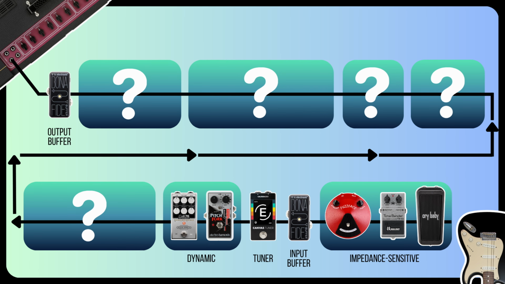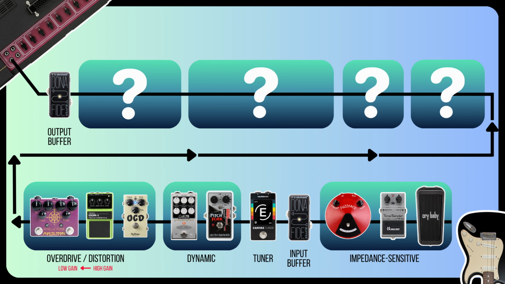So the caveat with your dynamic section is that these pedals can be placed after your overdrive and distortion if you prefer that sound. You have some experimentation here as well, but personally, I think you're going to get the best result if you place them closer to the guitar before your overdrive and distortion section. So far, we have our impedance-sensitive pedals, we have our buffers, we have our tuner, we have our dynamic pedals. Next up are overdrive and distortion pedals.